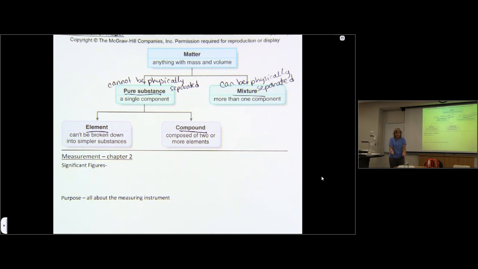Dental hygiene majors. Some of you are dental hygiene majors in here. What do your teeth need to stay healthy? Fluorine. That's why they put the sodium fluoride in our water to make us healthier.